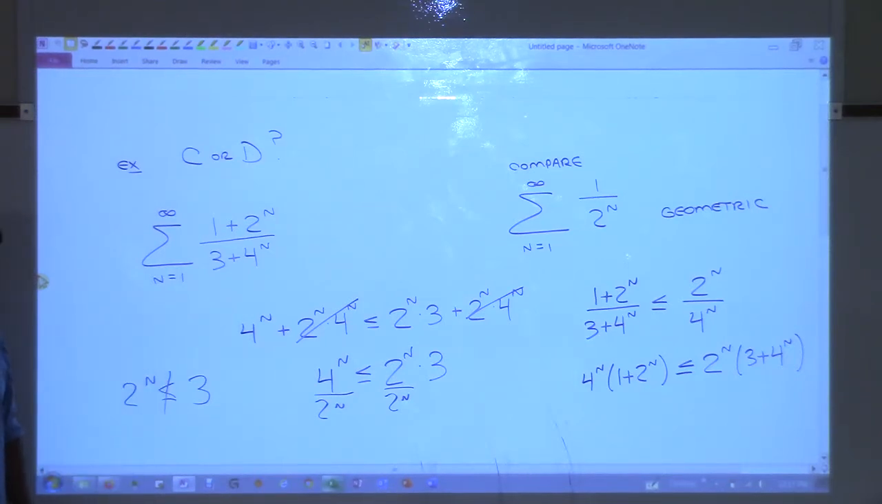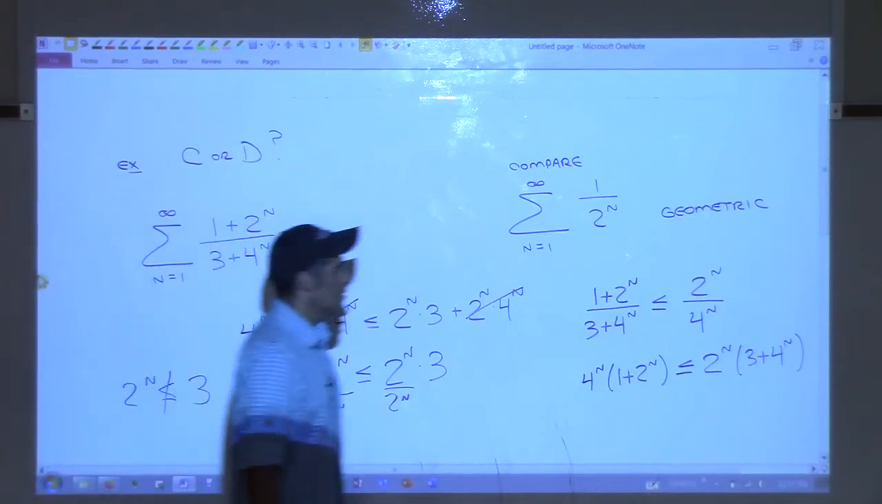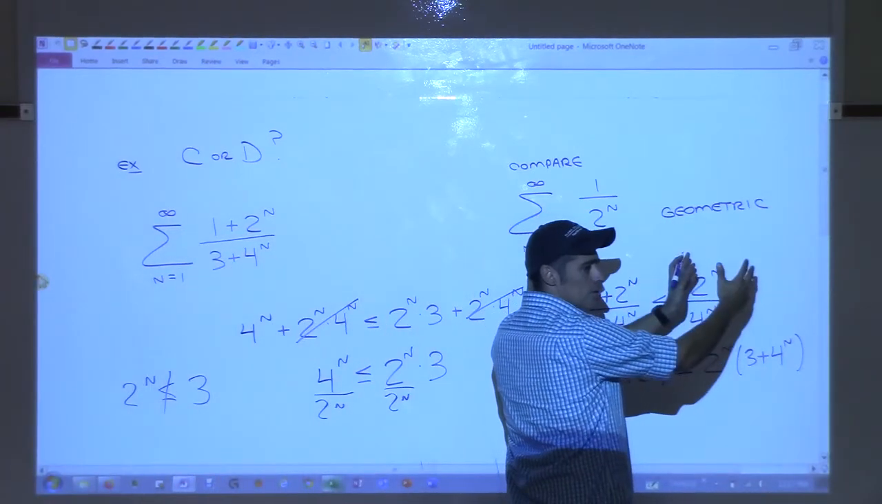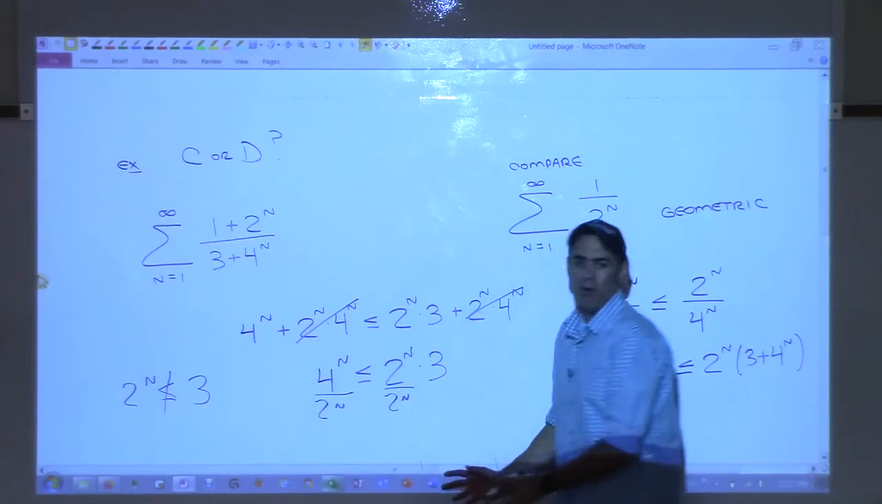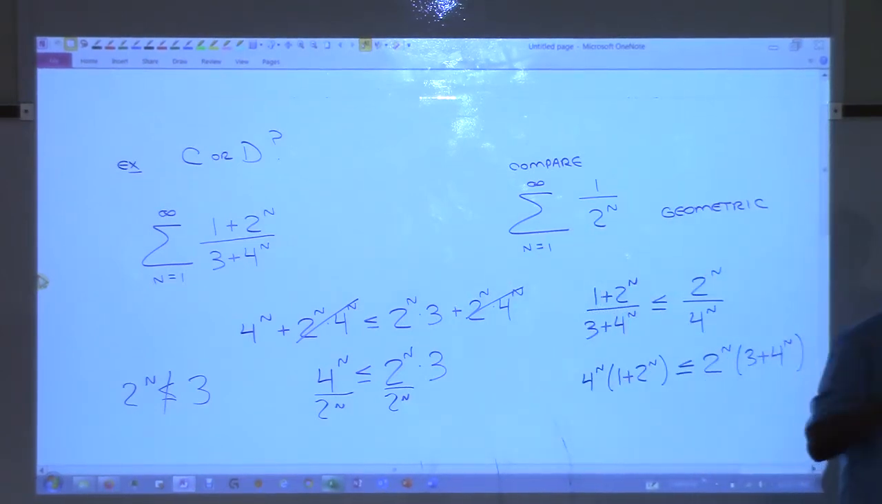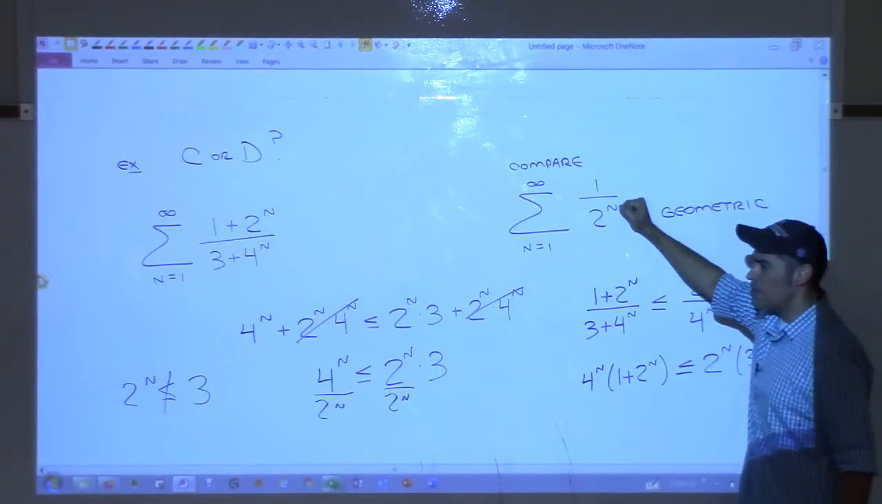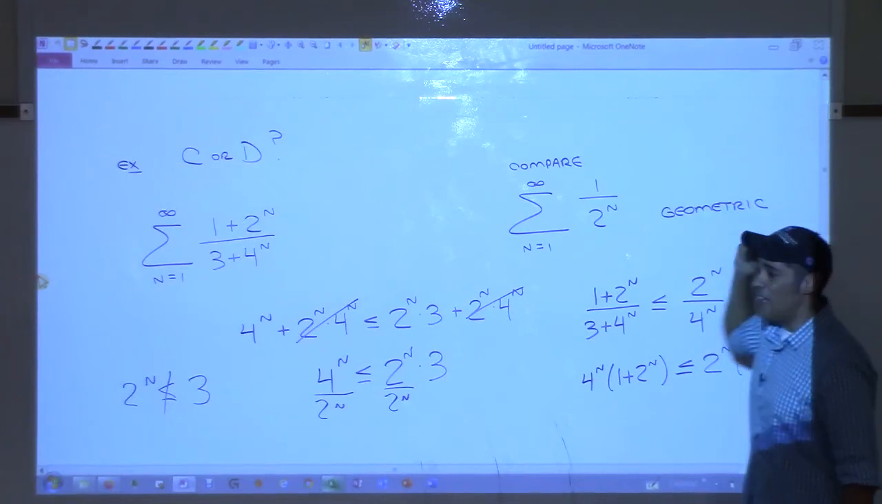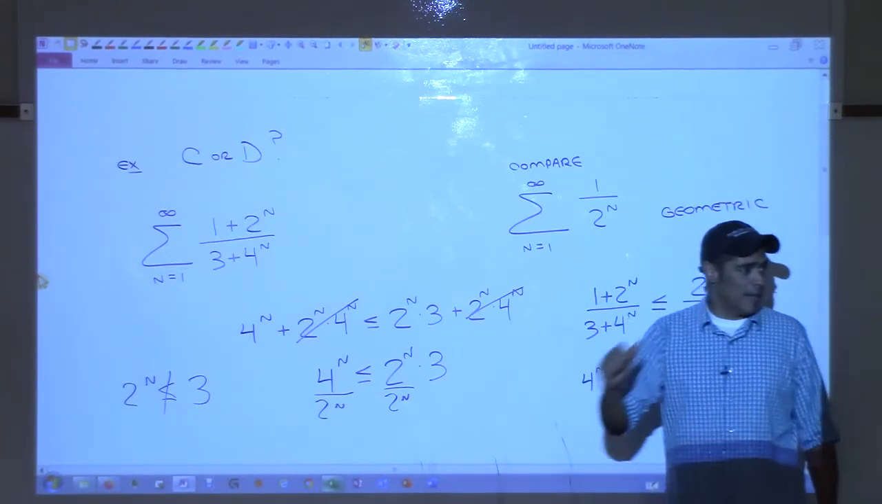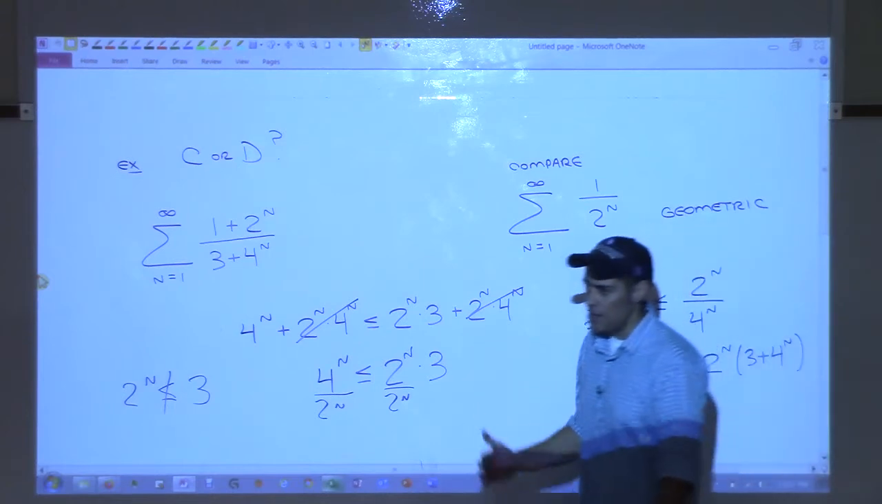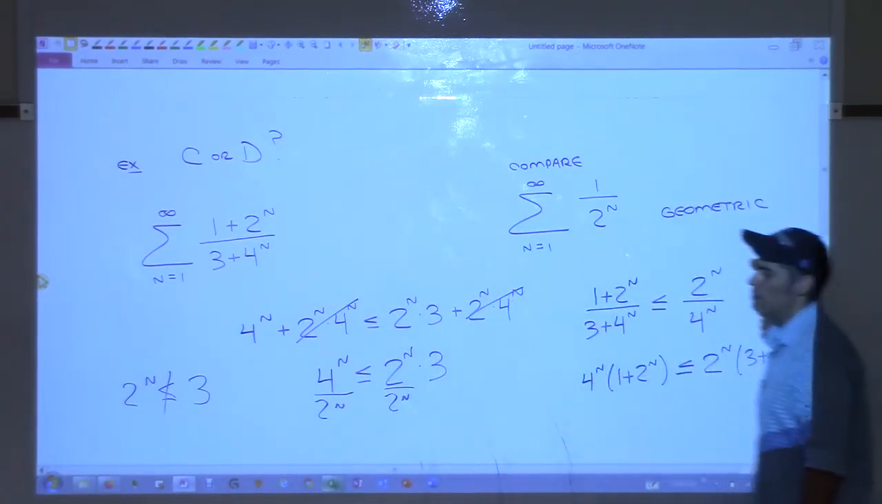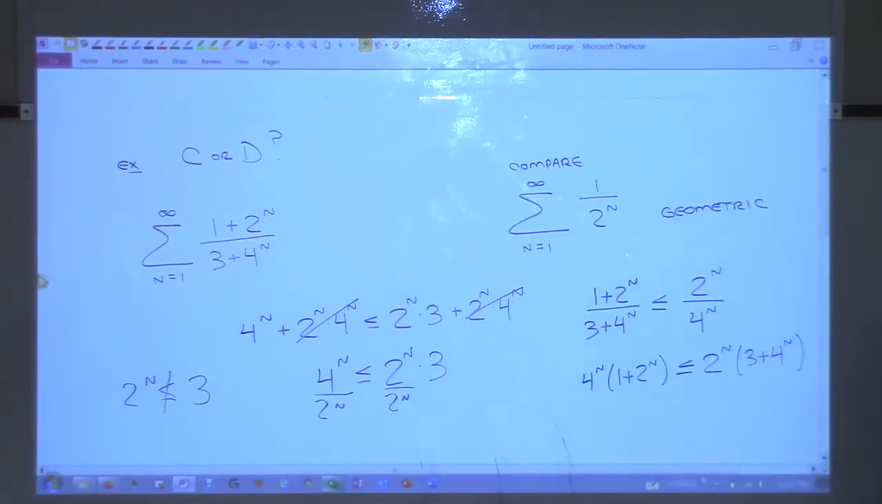What does that mean? We tried to compare it with something that converged, right? Our inequality didn't hold. That means nothing. In order for this comparison test to work, we have to compare it to something, we have to know what it does, and then the inequality has to hold. Then we can come to a conclusion. If the inequality doesn't hold, we have to make an adjustment. We have to tweak something. Okay? So you ready for this adjustment?